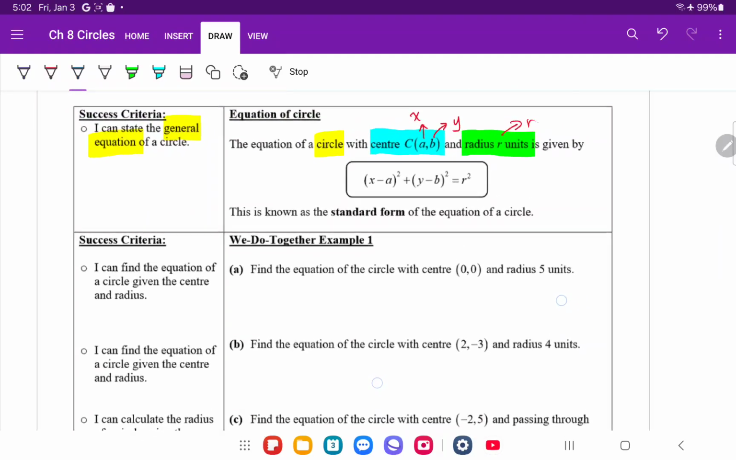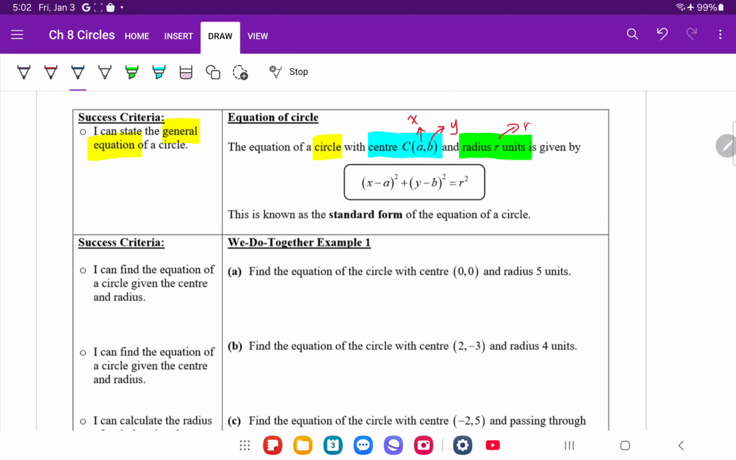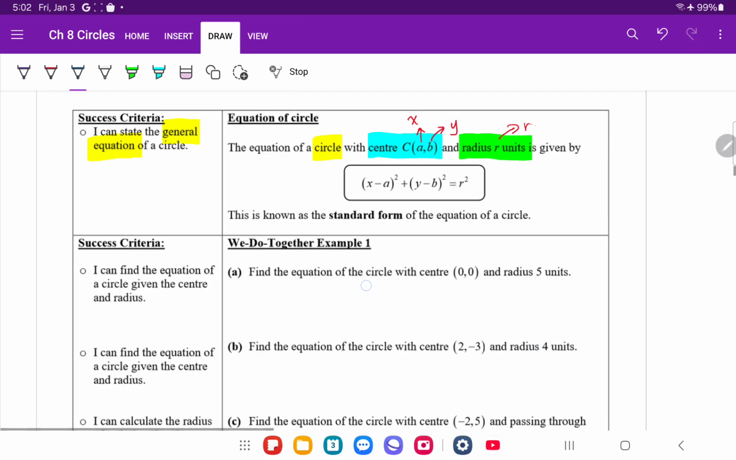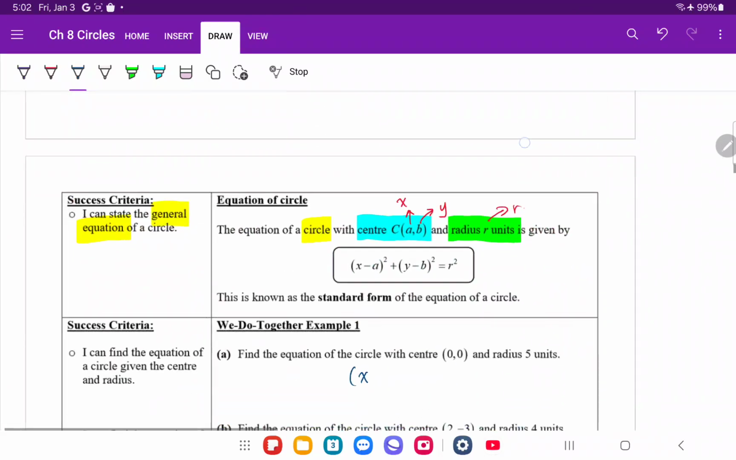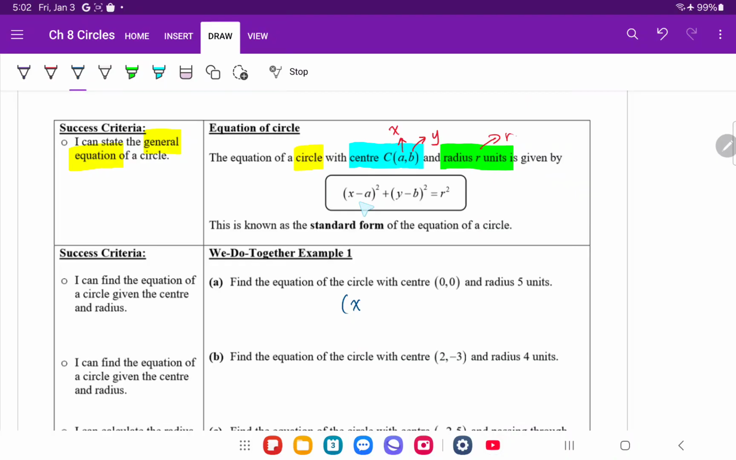Find the equation of a circle. The center is given, radius also given. Now with the format, you will write x and it is a minus. Take note, it is a minus, not a plus. In the brackets are both minus. So x minus 0, the x-coordinate, close bracket squared, plus y minus 0 as well, close bracket squared, equals the radius squared, so 5 squared.